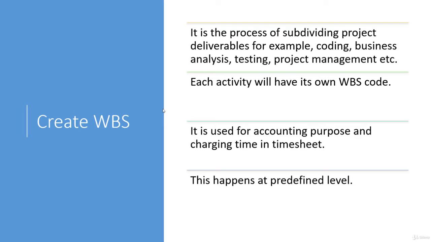Now let's take these four phases as four activities. Now you will create WBS for these four activities. They will have different codes, and those codes are used by separate teams. So the development team will use the coding and development WBS while charging in the timesheet. BAs will use design and requirement gathering codes. Testers will use the testing WBS code.